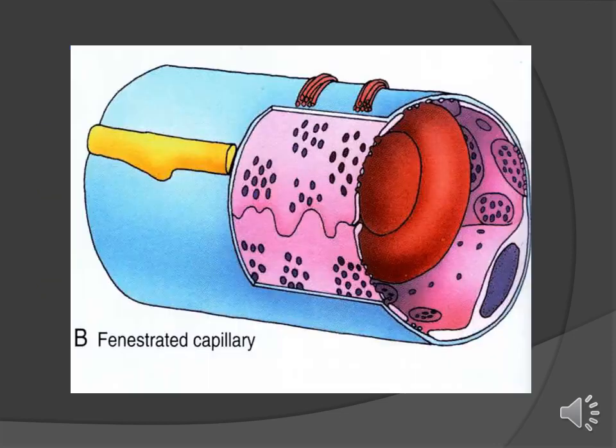This slide shows a fenestrated capillary. Fenestrated capillaries have endothelial cells with numerous fenestrations, and they are resting on a continuous basal lamina. In some organs, fenestrations may have a thin, non-membranous diaphragm across their openings.